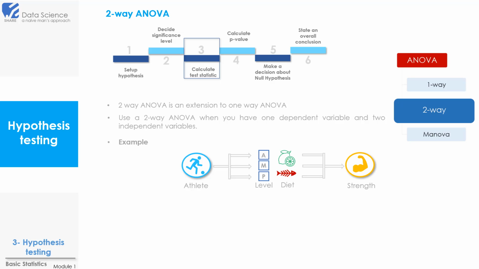Based on these inputs, we want to measure their strength levels. So here we can use two-way Anova test. The strength level is our dependent variable and we have two independent variables, that is type of athlete and their dietary habits. Again, the procedure remains the same. We will calculate the F statistic using a software package and then follow the remaining steps which are shown here at the top of the screen. So that is how you conduct two-way Anova testing.